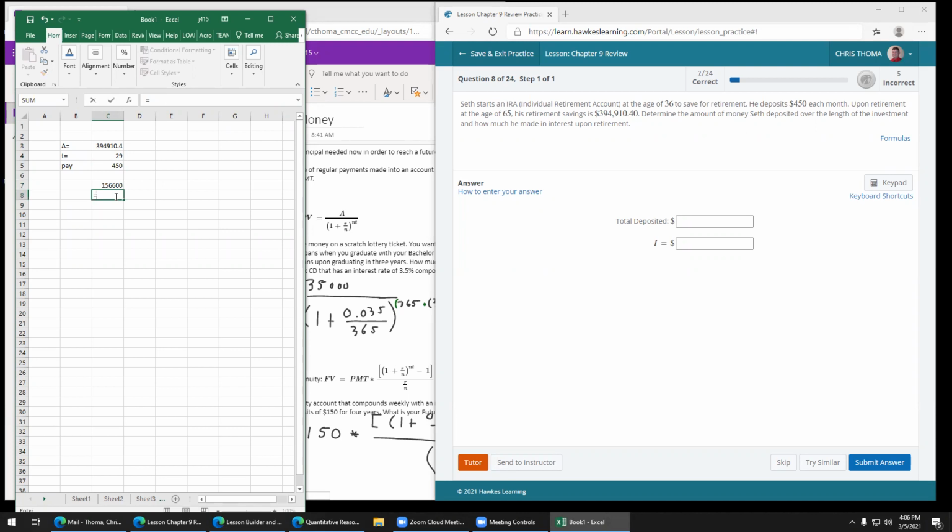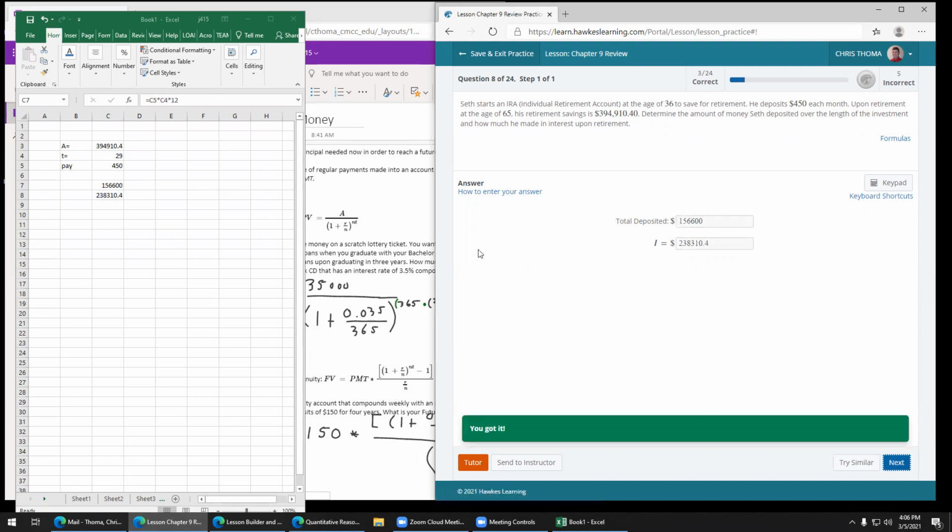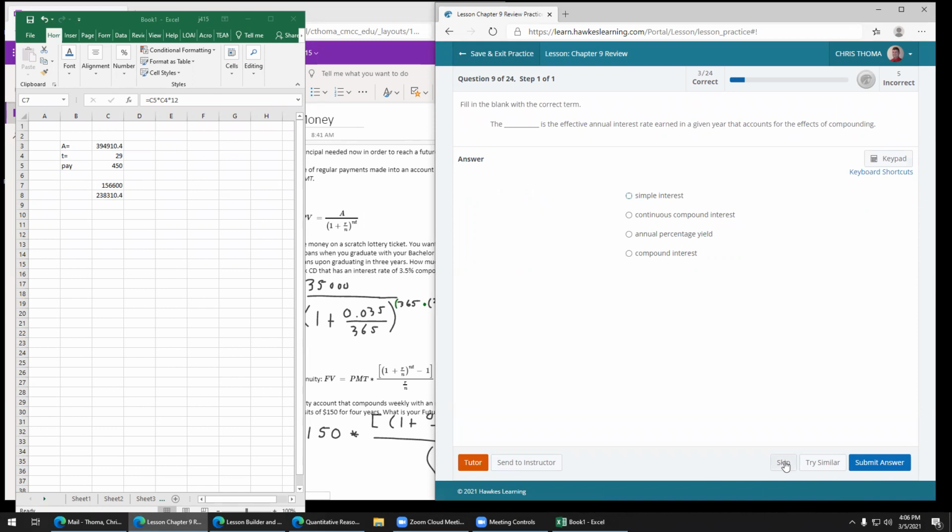And now if we take our ending balance and subtract what Seth paid, that's how much interest. Oh, that's pretty good in interest. So this should be our total deposited of 156,600. That's how much Seth put in. And then this is how much Seth earned on interest. There we go. So I was trying to do a formula. So this not even a formula one. So some of these are going to be kind of think through them. Another definition.